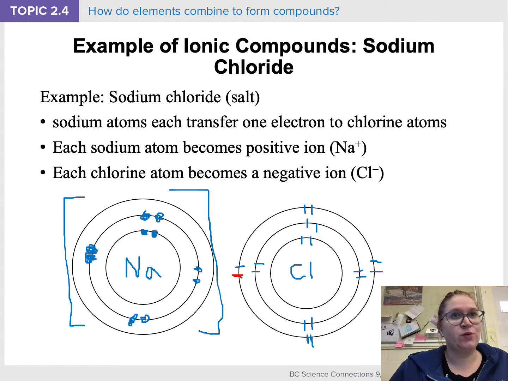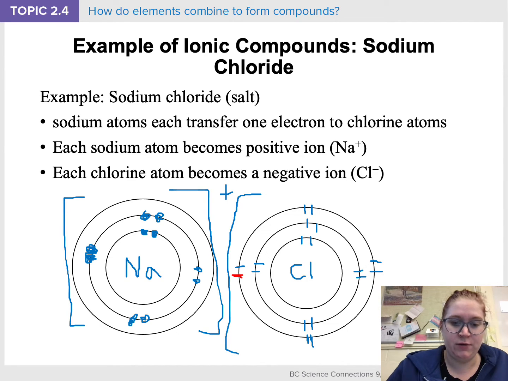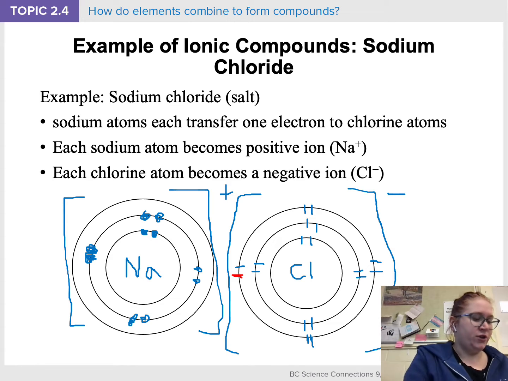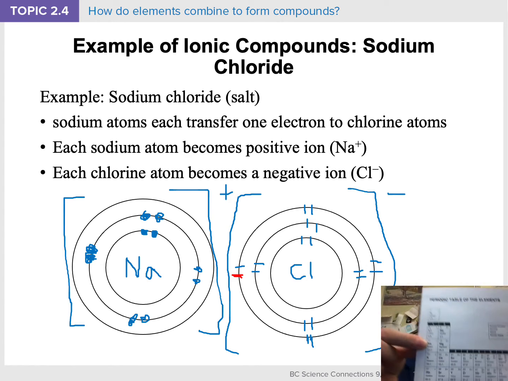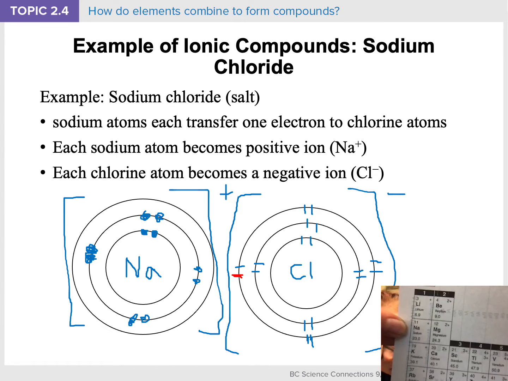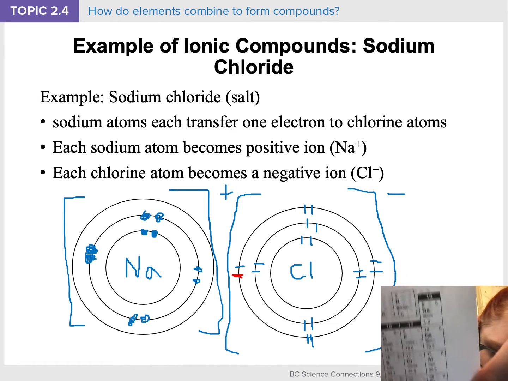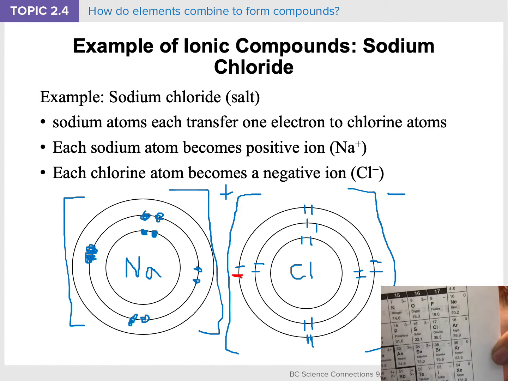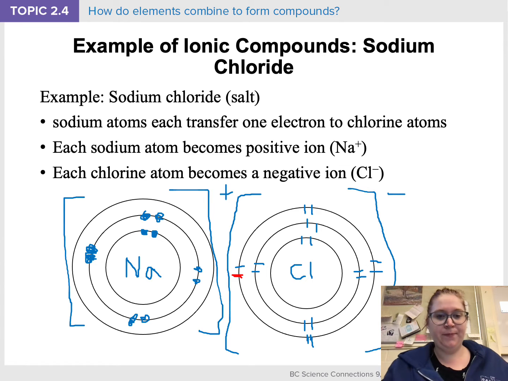So sodium lost 1 negative electron, so it is positive. Chlorine gained 1 negative electron, so it's negative. Okay, if you're ever not sure what charge it should be, just look on your periodic table. Sodium has a 1 plus. Chlorine all the way over here has, oops, sorry, there, a negative. Okay, so that is an example of an ionic compound as a Bohr diagram.